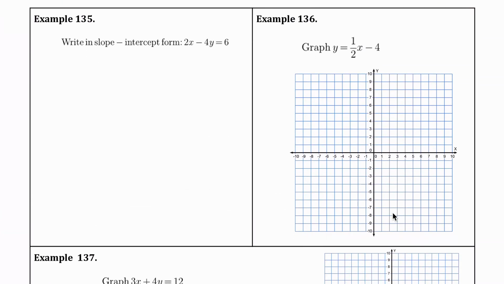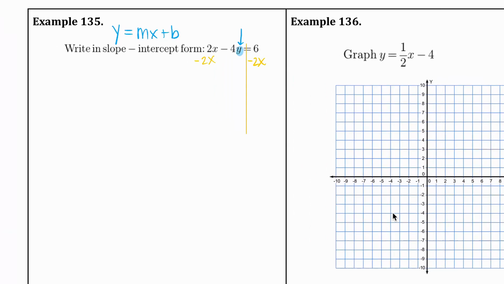Okay, so now if you look at example 135, the instructions tell us to write this in slope-intercept form. We want it to look like y equals mx plus b. Right now we have 2x minus 4y equals 6. For it to be in slope-intercept form, we want to isolate this y, or solve for y. So to do that, I'm going to go ahead and draw a line down our equal sign here. I'm going to start by moving our x's to the right side, -2x minus 2x. If we do that, our x's cancel on the left side, and I'm going to scoot my equation over here.